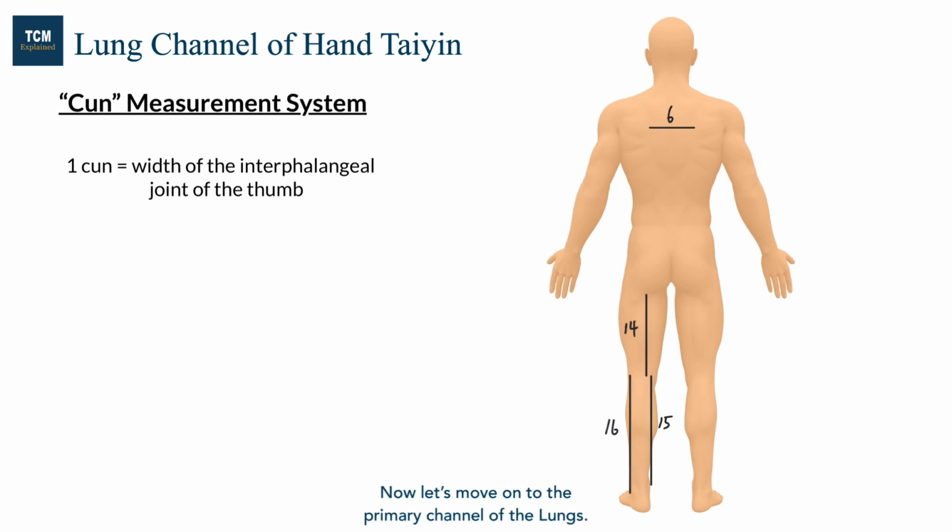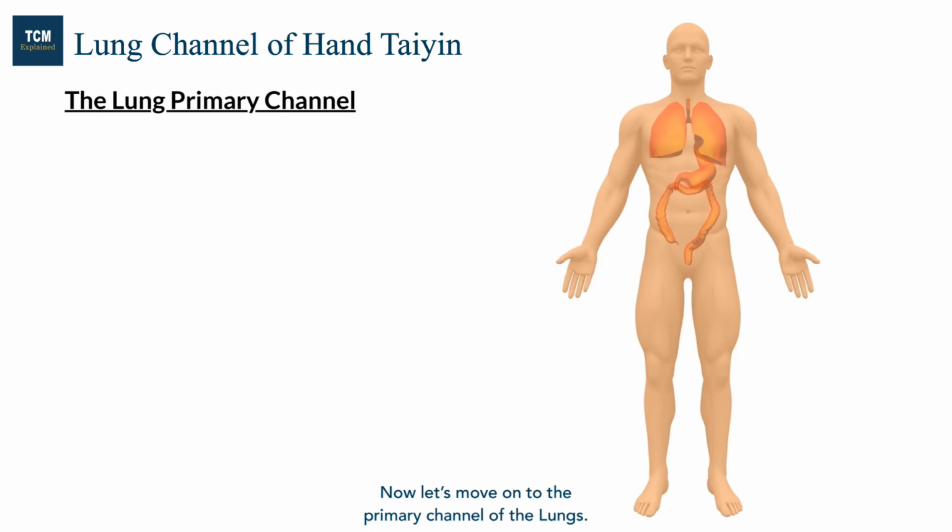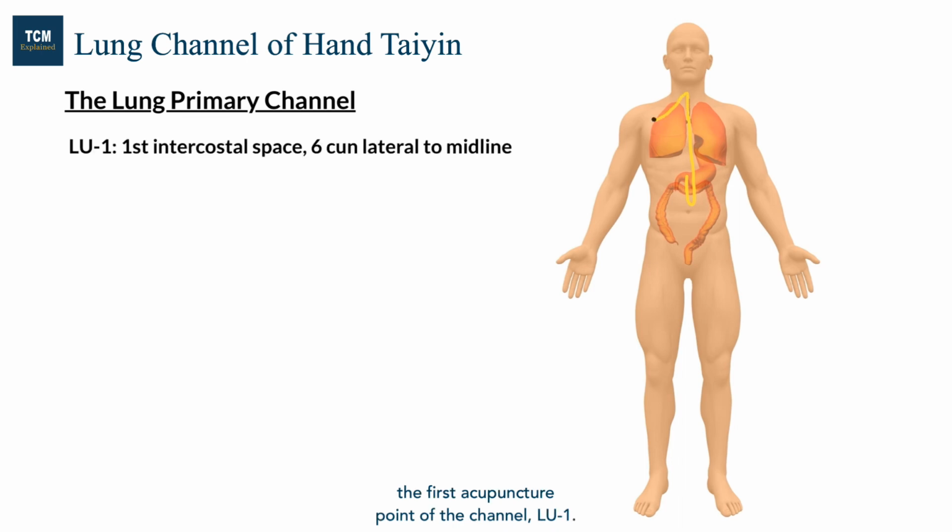Now let's move on to the primary channel of the lungs. The lung primary channel originates in the middle burner where the stomach is located. The channel goes down to connect with the large intestine, goes up again, passes the stomach and the diaphragm, and it penetrates the lungs. It further ascends to the throat and then emerges at the first acupuncture point of the channel, lung 1.